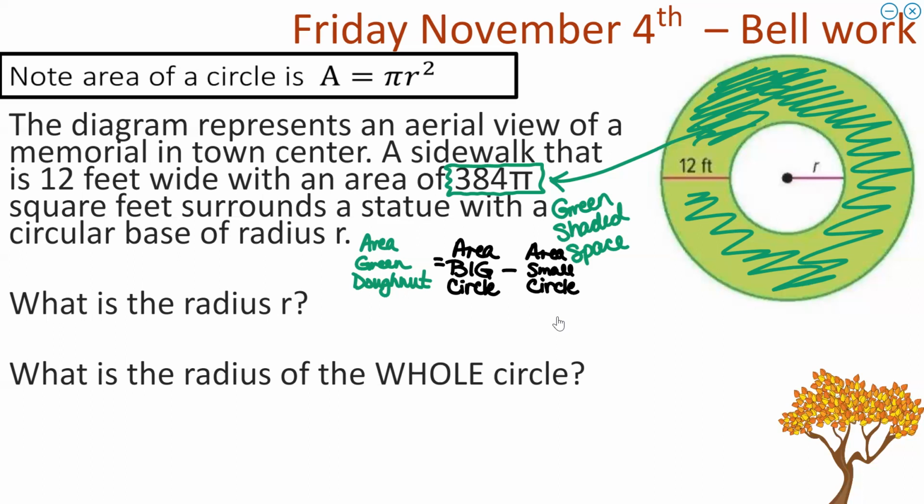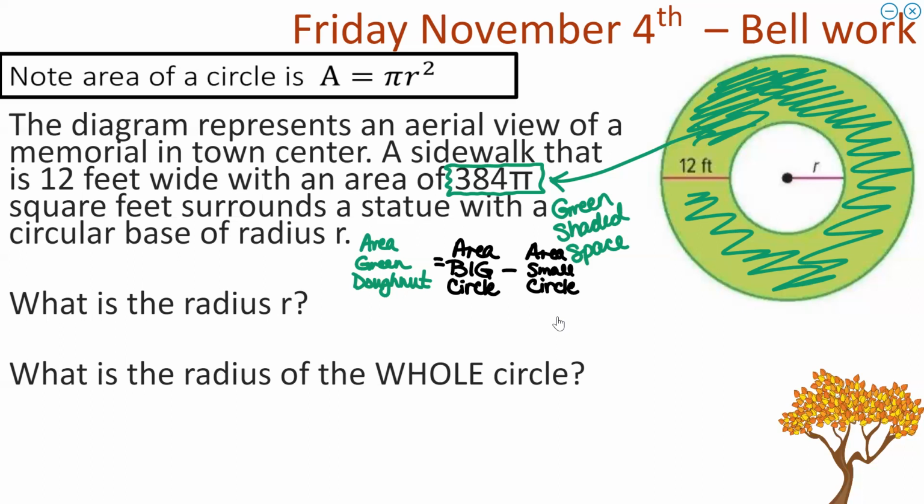I don't know how big R is, but if I knew how big R was, I would just add 12 to it, and that would give me that whole big long distance. So when I'm finding the area of the big circle, I have pi times 12 plus r squared minus the area of the small circle.